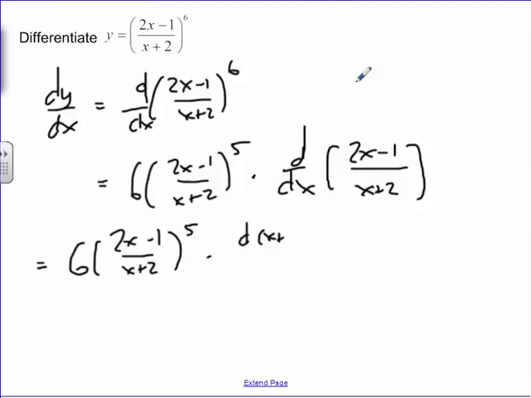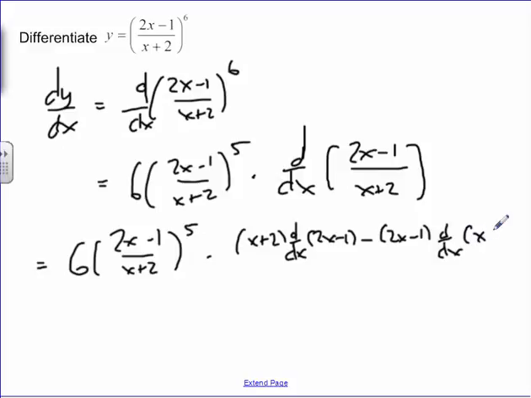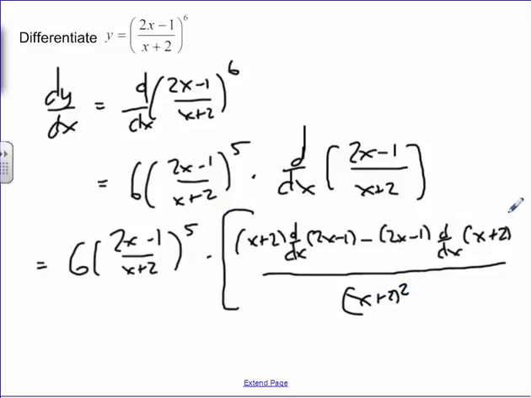All right. So it is the bottom. Okay, it is the bottom times the derivative of the top minus the top times the derivative of the bottom all over the bottom squared. And all of that is the derivative of the baby.